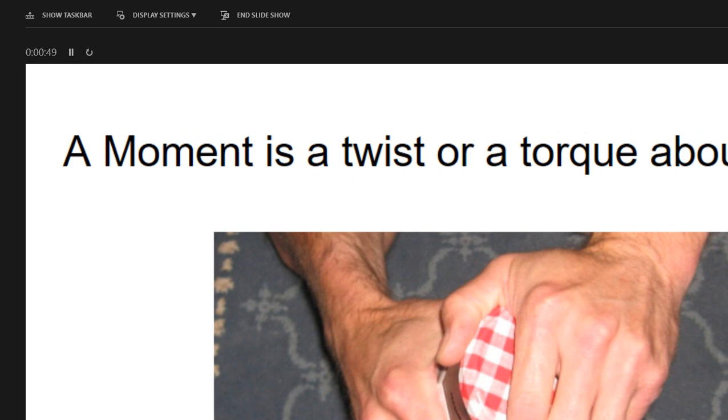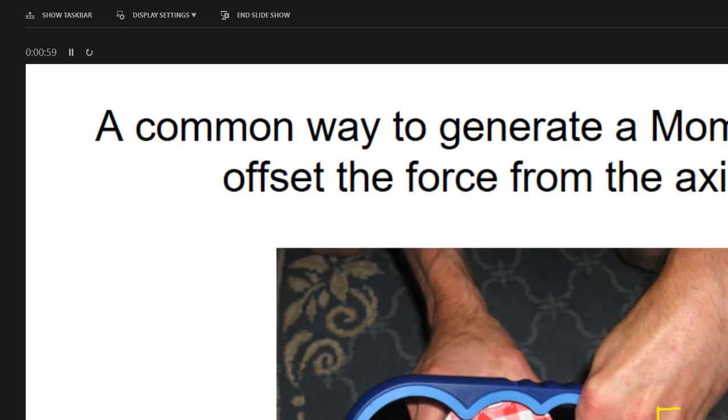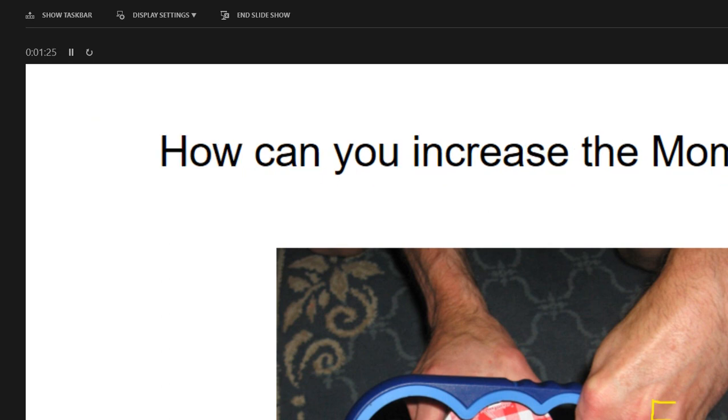So if you twist the lid off a jar, you're creating a moment about the center of the lid. Now, if you're having trouble twisting the lid off the jar, what you might do is put a little bit of a wrench on there and apply a force with your hand. And that's another way to generate a moment. Have a force and an offset distance. If you're ever using a wrench, you're exerting a moment about the nut or the bolt or whatever it is you're turning. So it's force times distance.